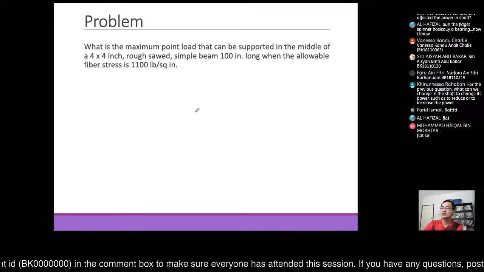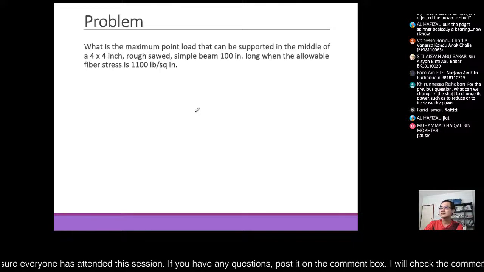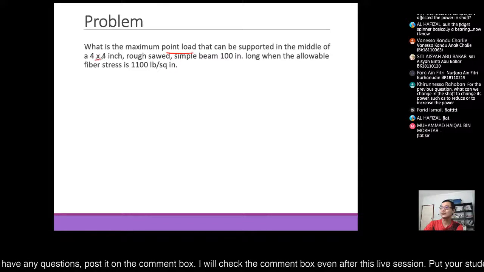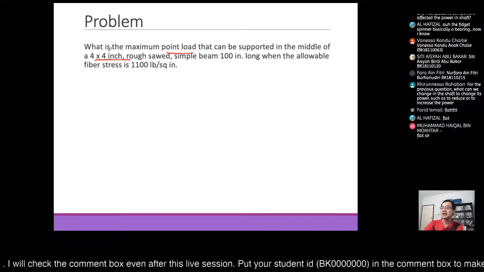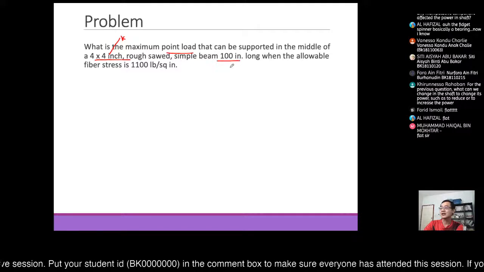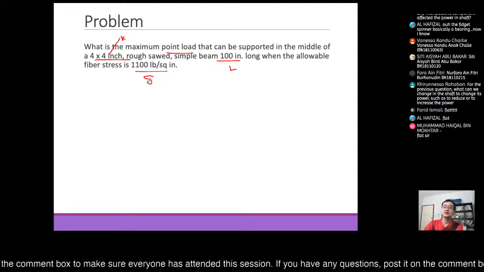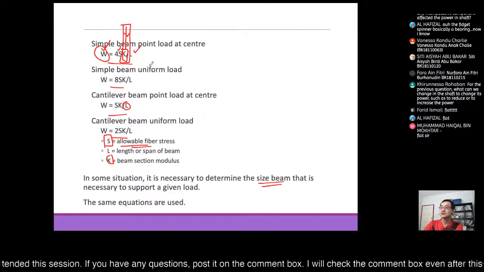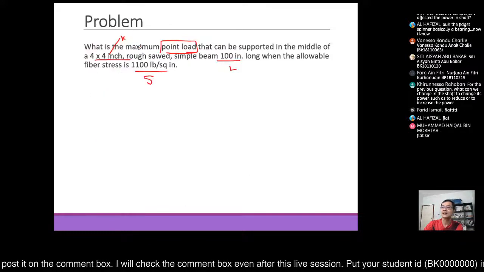Okay, so here we can see several problems. What is the maximum point load that can be supported for this size? We calculate the K from these dimensions. The length we already know, the fiber stress we already know, just apply the equations. We see that this is a point load, a simple beam with a point load at the center, and you will get the answer.